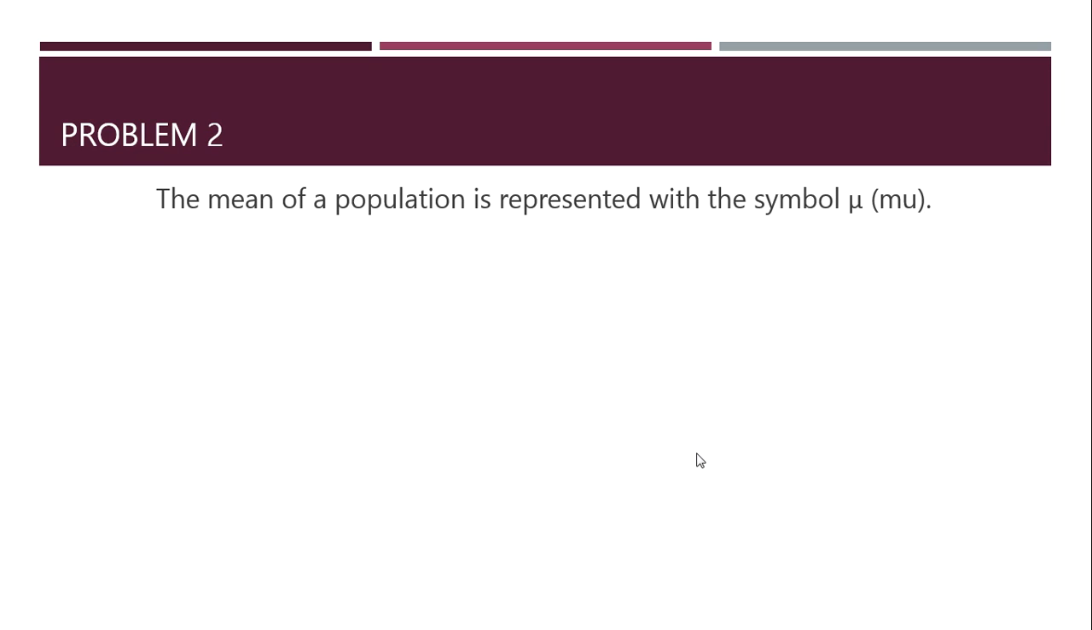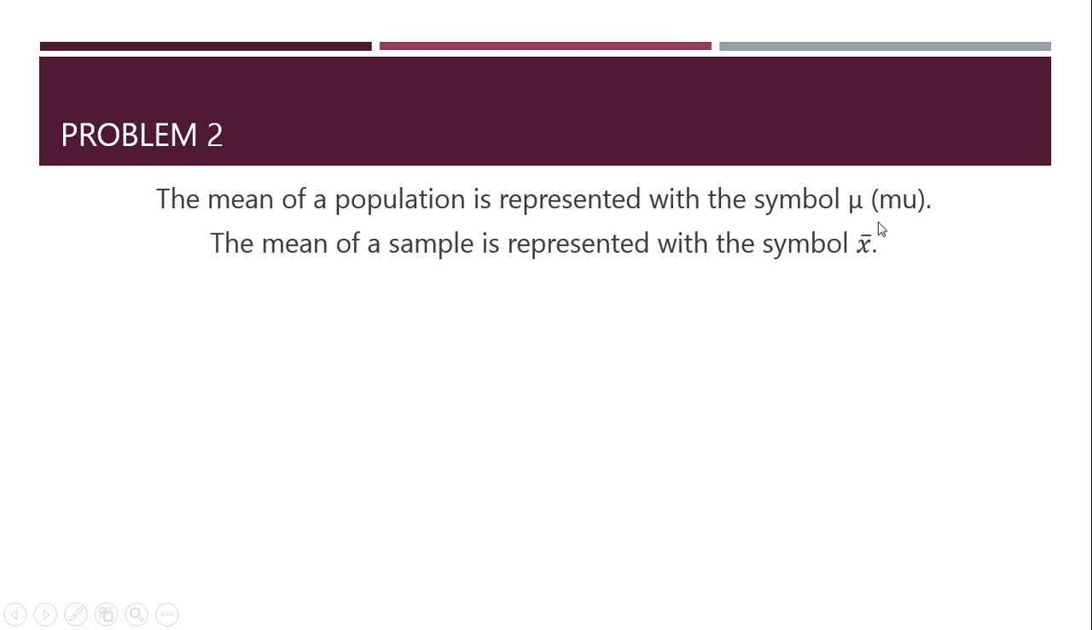Just some information that you're going to want to know. You probably don't need it, but if you see these symbols, I don't want you freaking out. The mean of a population is represented with the symbol mu, and the mean of a sample is represented with the symbol x with the line over it.